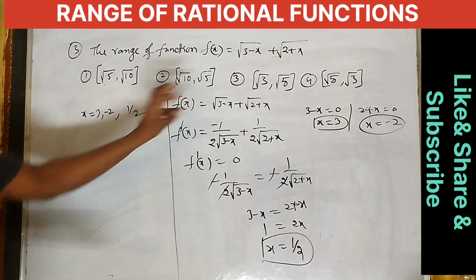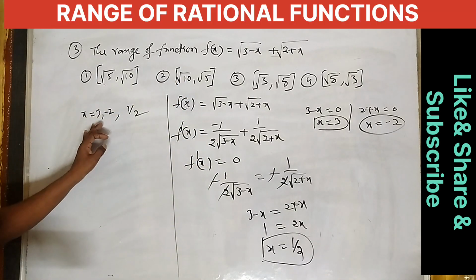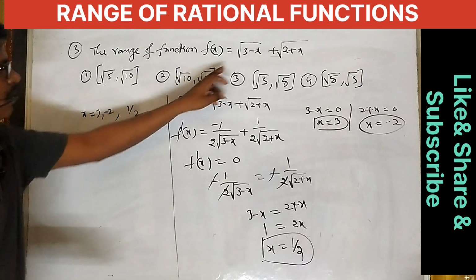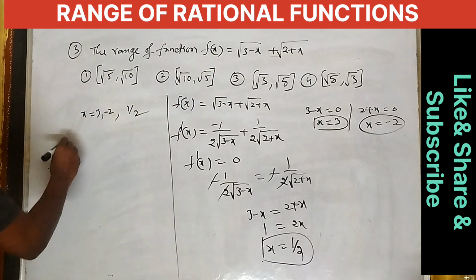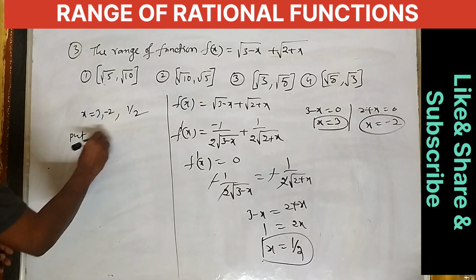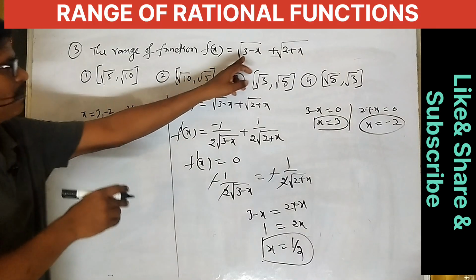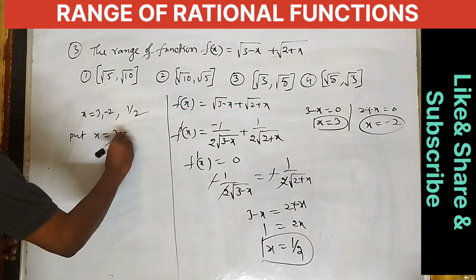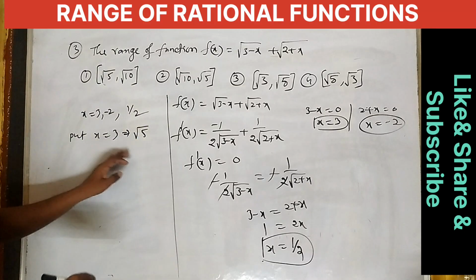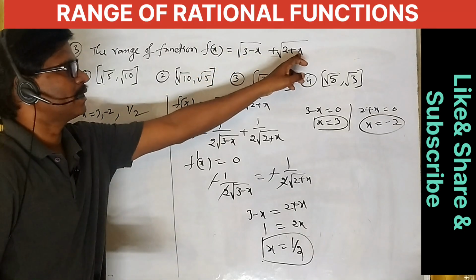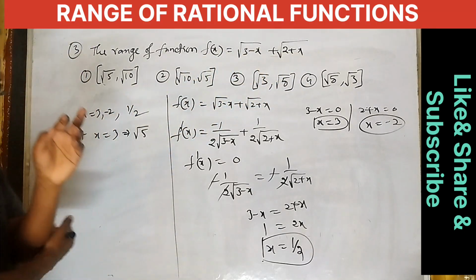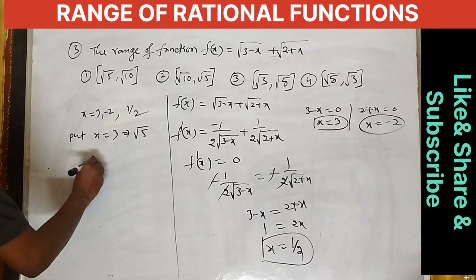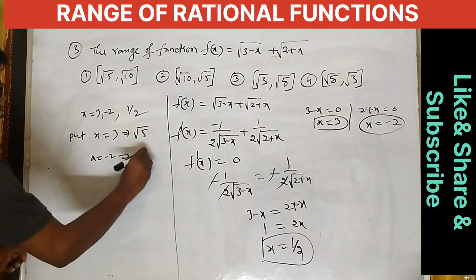Which option is the correct option? Okay, right. Put x is equal to 3 in f of x. x is equal to 3 means this is 0, and 3 plus 1 gives root 5. That implies root 5. Next, x is equal to minus 2. Put it in, this is 0, and the minus 2 gives root 5 as well.